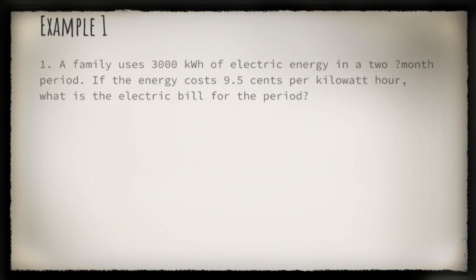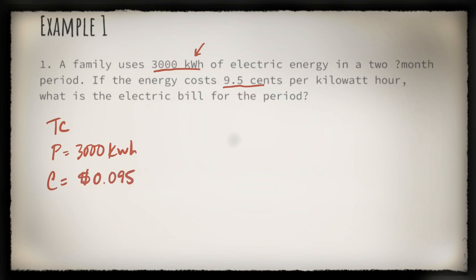All right, for our first example, we see here that a family uses 3,000 kilowatt hours. This is nice because our power rating and energy use is already in kWh, and here is the rate. So this is a level 1 problem. You always put the things that we need down the side. In this case, our power is already in kWh, so we can put it in as kilowatt hours. And the cost, it tells us, is 9.5 cents. When I write that as dollars, it looks like that. And we want to figure out the total cost.